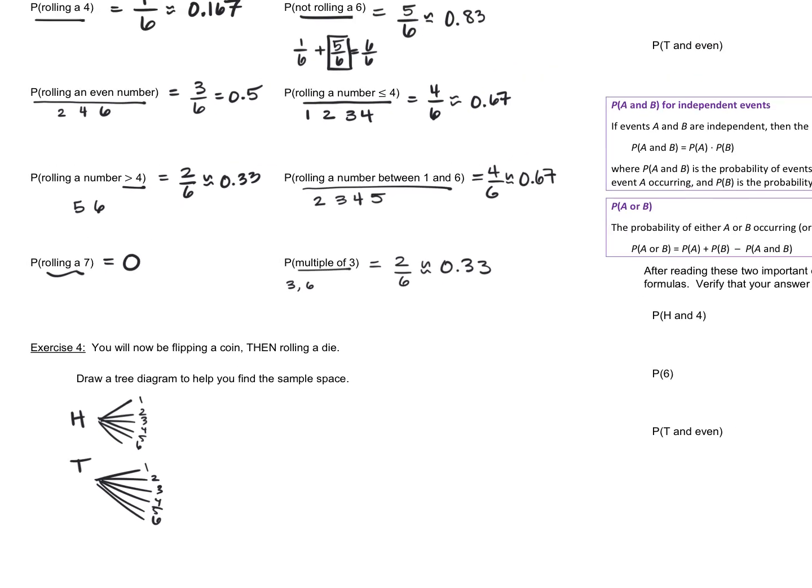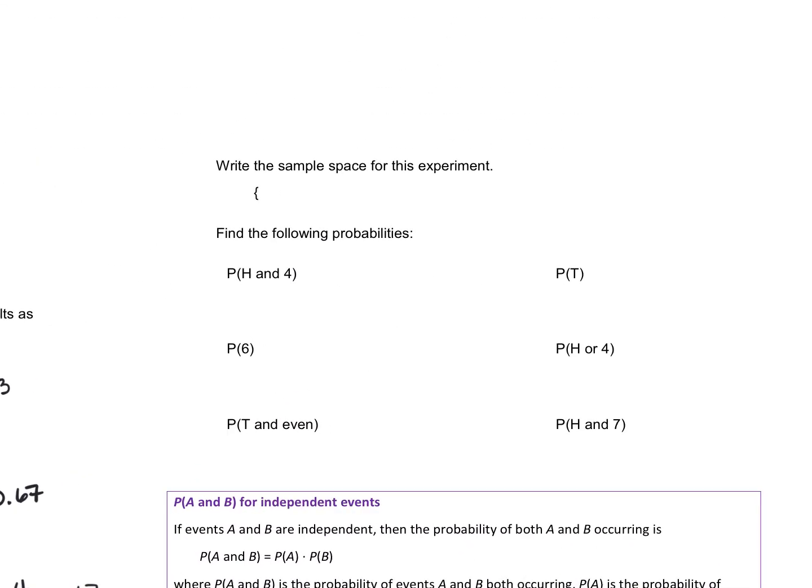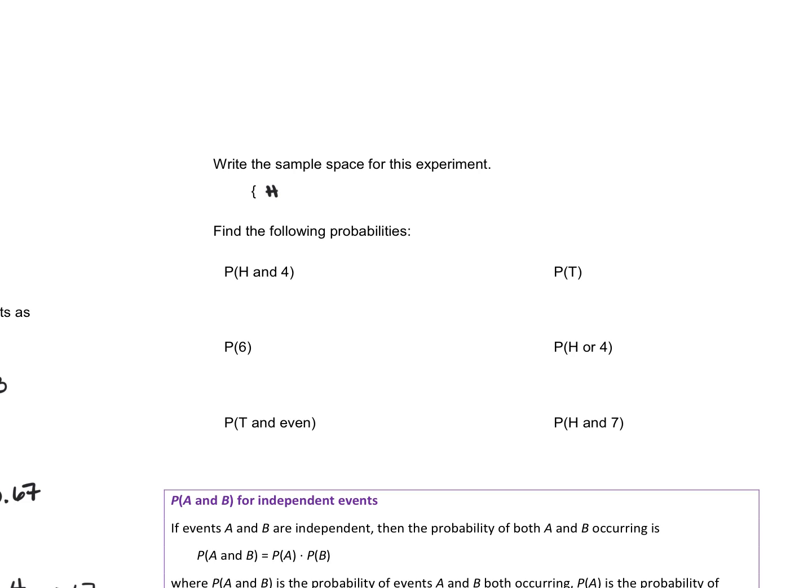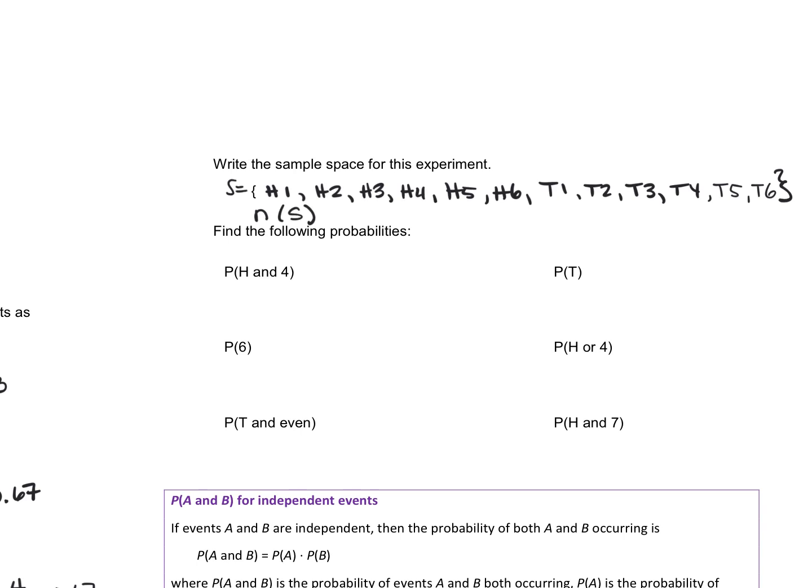So then our sample space, we'll write it in set notation. It's going to be heads with a 1, heads with a 2, heads with a 3, heads with a 4, heads with a 5, heads with a 6, and then tails with each of those. Tails with a 1, tail 2, tail 3, tail 4, tail 5, tail 6, and I'm going to end with that curly brace. Remember, that's our set notation, where all the elements are separated by commas. And so the cardinality of this set that we've just written for our sample space is equal to 12. There are 12 elements in it.